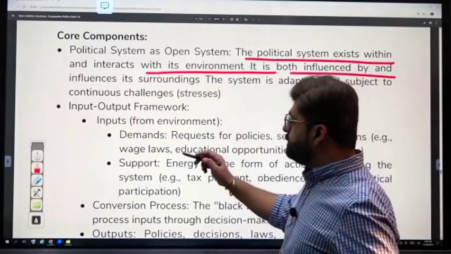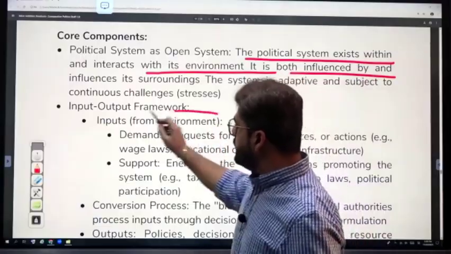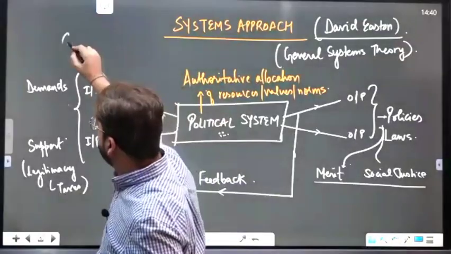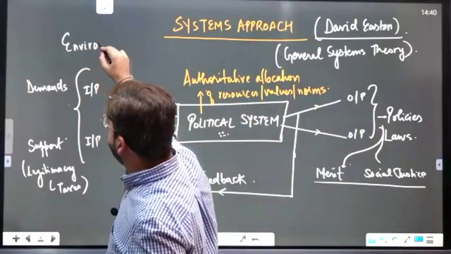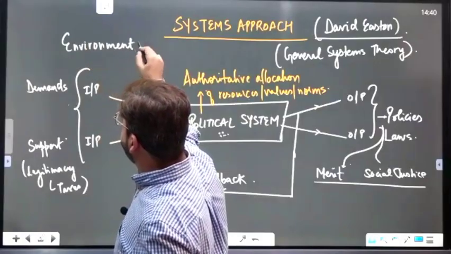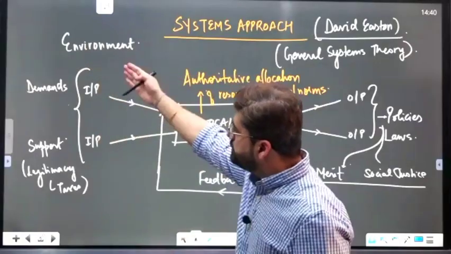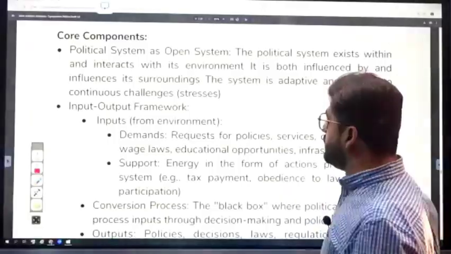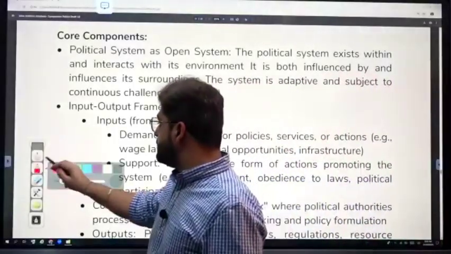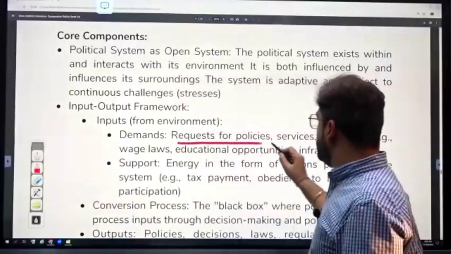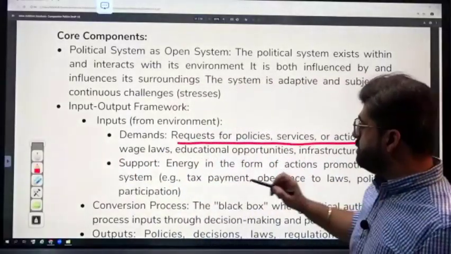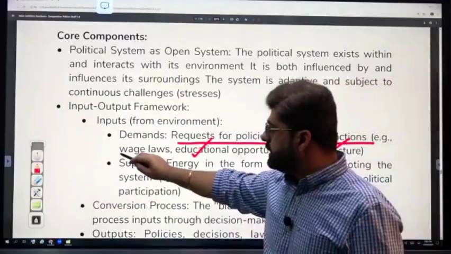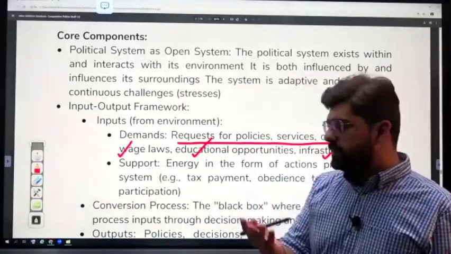There is an input output framework. Inputs come from the environment. Now, what is this environment? This is the environment. This system is working in an environment from where the inputs are coming. These inputs are of the nature of demands and support, requests for policies, services, or actions. Example, provide educational opportunities, make infrastructure, make wage laws. These are all demands by the people.